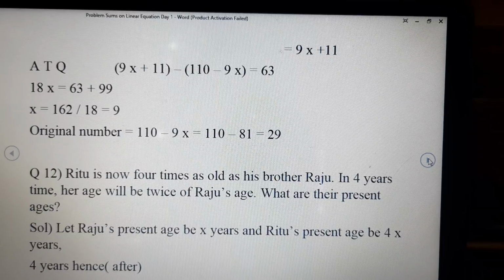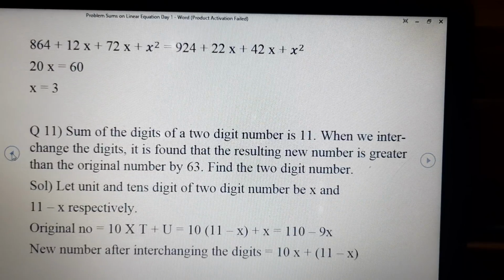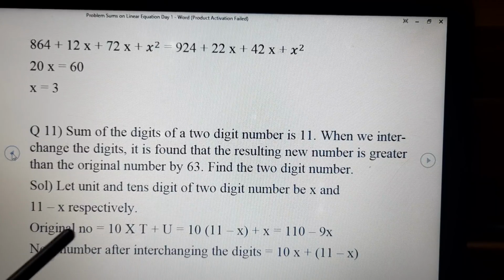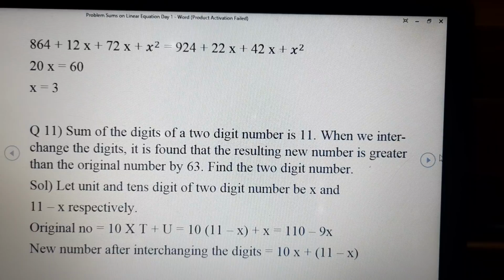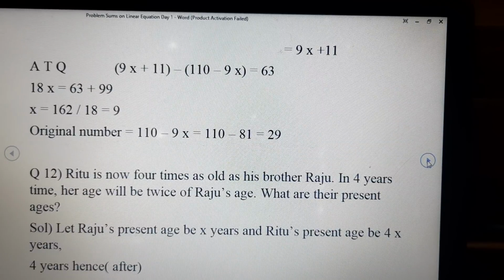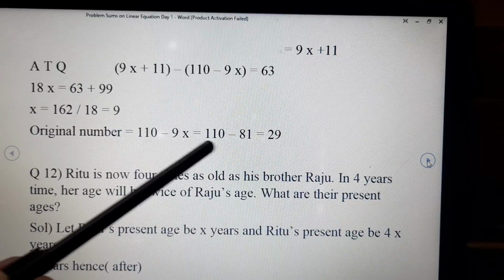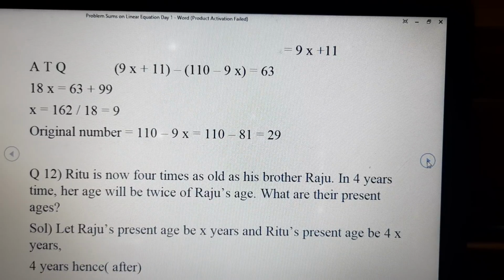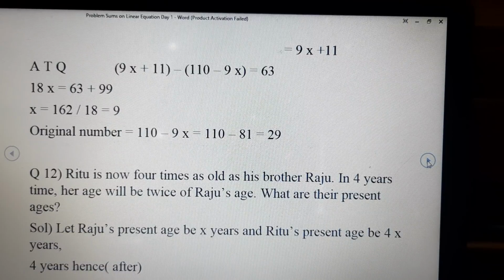So original number, I'll just show you. Original number was 110 minus 9x. So we'll substitute the value of x here. 9 9s are 81. 110 minus 81 becomes 29. Original number will be 29. Now moving on to the next question.